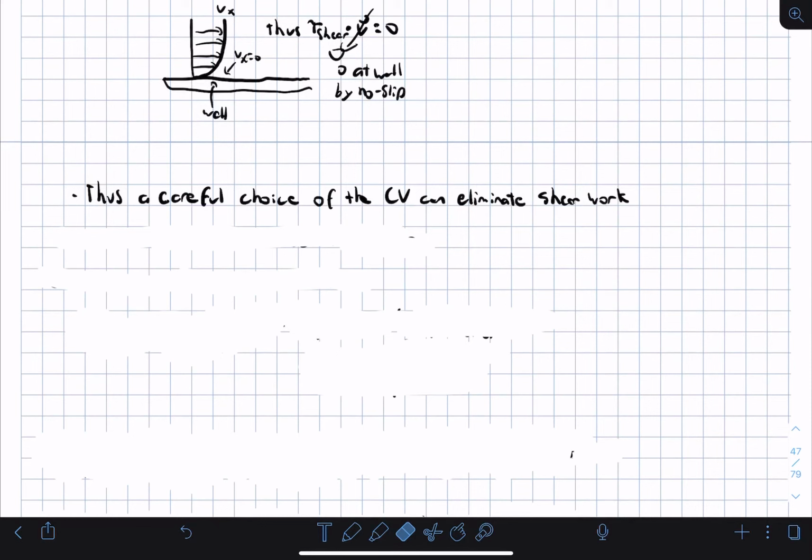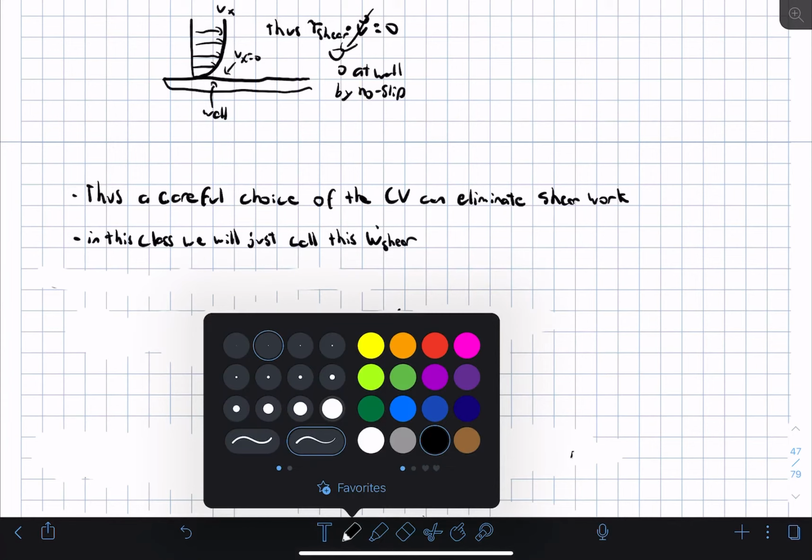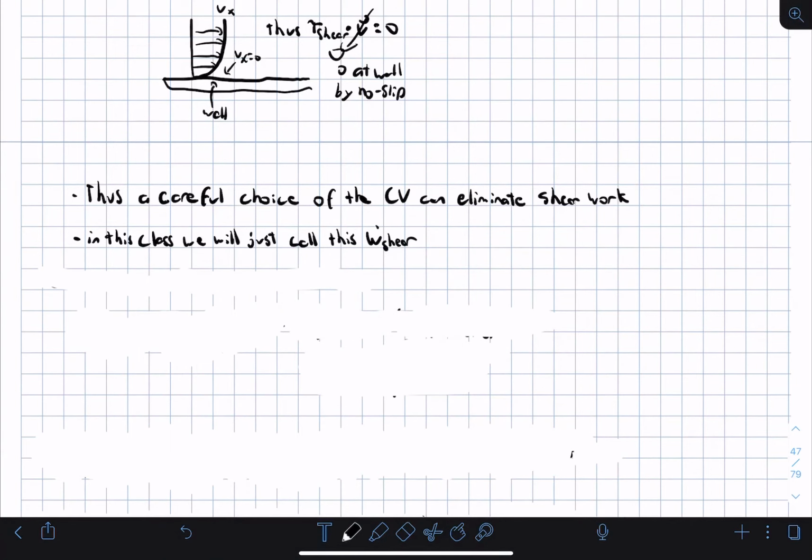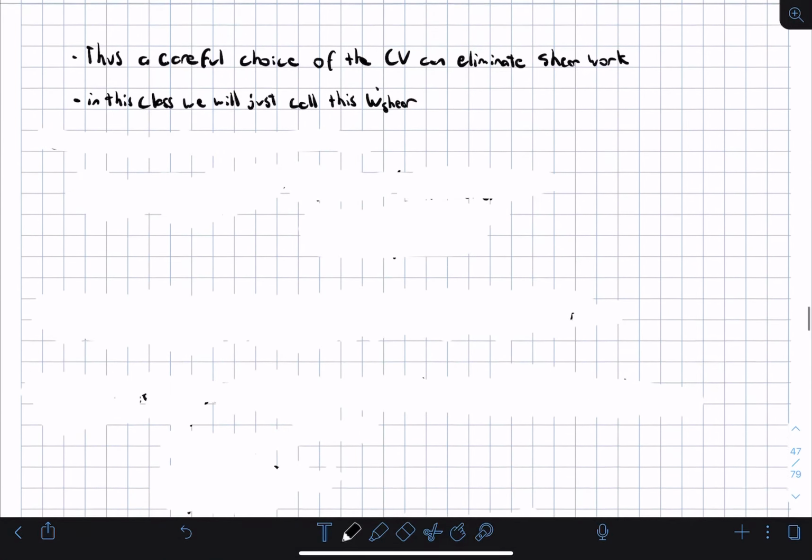And in this class, we're not going to go through the exact forms. We're just going to call it W dot shear. And then you almost never work with this. Again, I'm just pointing out that it's there. And for those of you who go on to graduate school and you take a grad course in fluid mechanics, you will be dealing with that a lot more.